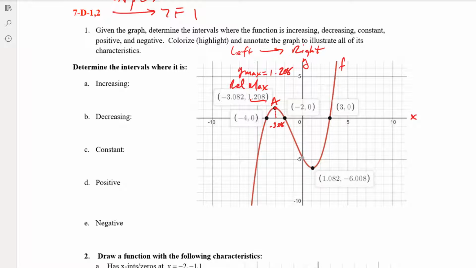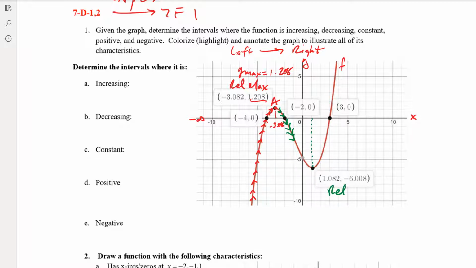It's increasing from negative infinity all the way up to this negative number here, -3.082 roughly. It's increasing because it's going from lower left to upper right, so it increases until it hits the relative max, and then it's decreasing. It's going down to the lower right. It's decreasing in this region from -3.08 all the way to this relative min right here.